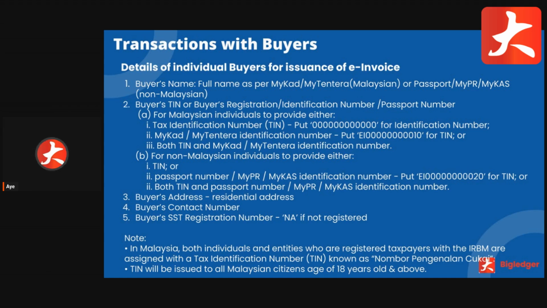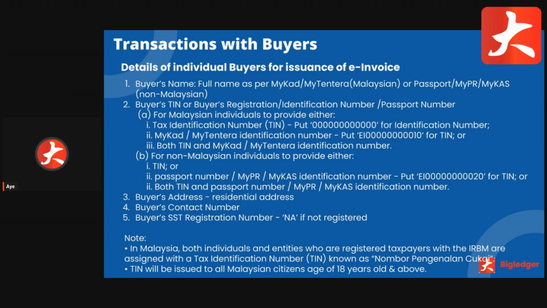Then the third one is the buyer's address. The buyer's address is usually the residential address of the buyer. Then the buyer's contact number, their phone number, and then the buyer's SST registration number. If they didn't register for the SST, usually the individual doesn't have an SST number. So if they don't have this SST number, then the supplier side can put NA for the submission. Okay, I put the note here.